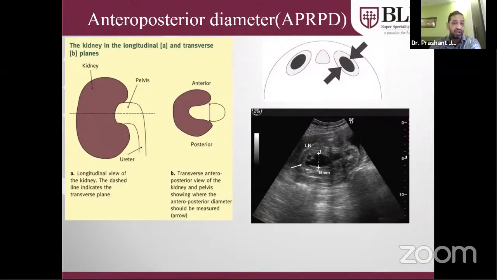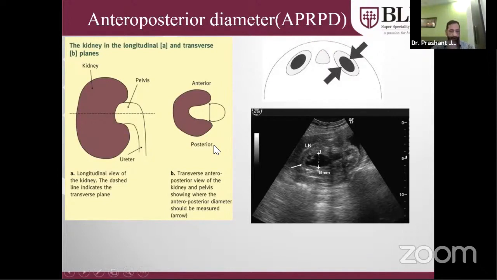So one of the most studied parameters on renal hydronephrosis is the anteroposterior diameter. Ultrasound is a very good modality to give you readings of the anteroposterior diameter. As you can see, this is a longitudinal section of the kidney, this is the pelvis, and that's the ureter. And this anteroposterior diameter, that is the diameter of the pelvis, is taken in the transverse plane. So this is the transverse plane of the kidney, this is the dilated pelvis, and this is the anteroposterior diameter of the pelvis, which is normally measured in these patients to grade the hydronephrosis and also to follow these patients.